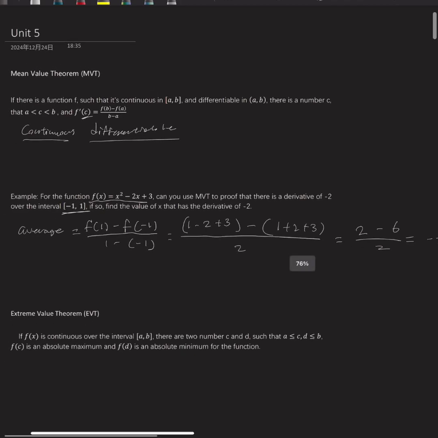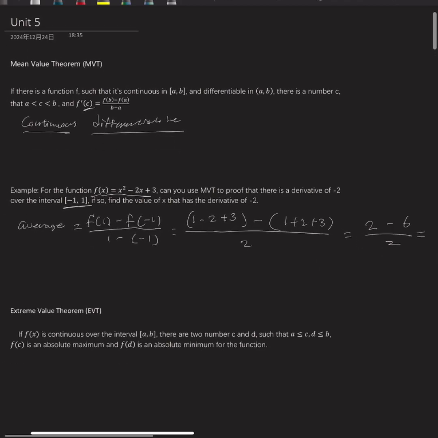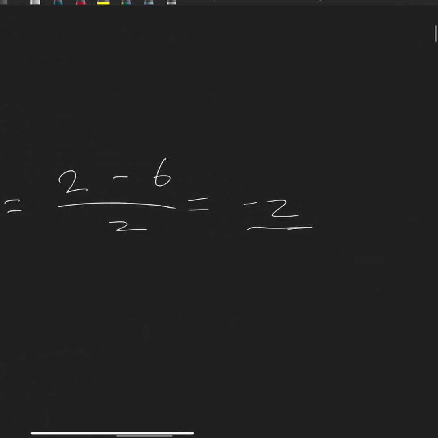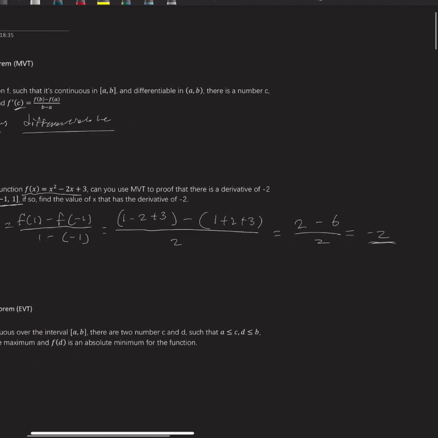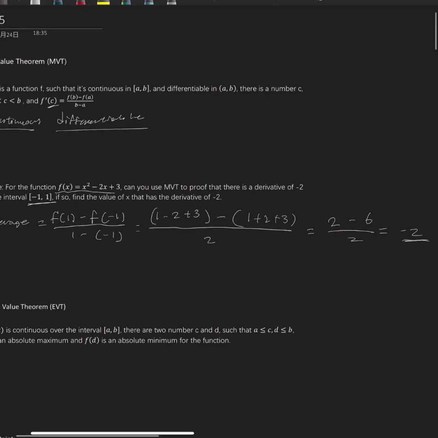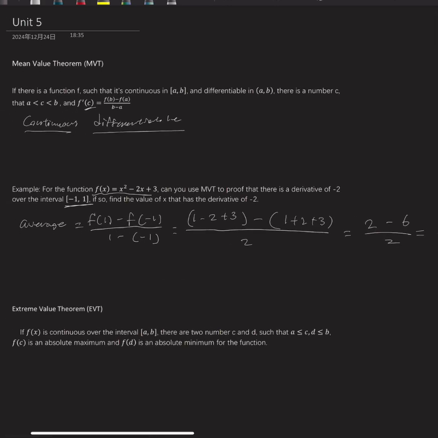So based on the mean value theorem, this average rate of change is equal to -2. Based on the mean value theorem, there must be one point such that the derivative is equal to -2 over this interval. And it's asking whether there's a derivative of -2, so there is. And let's find the value that has derivative of -2.